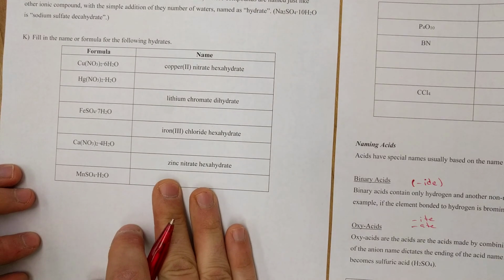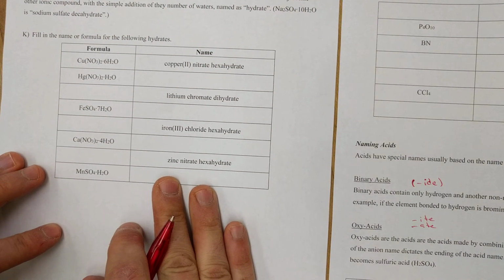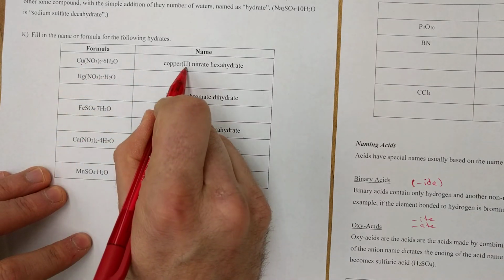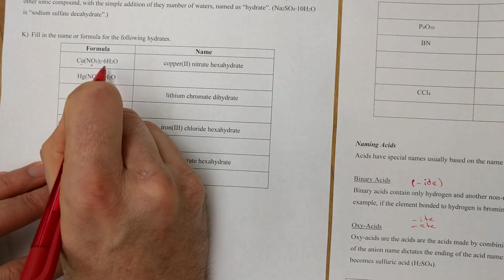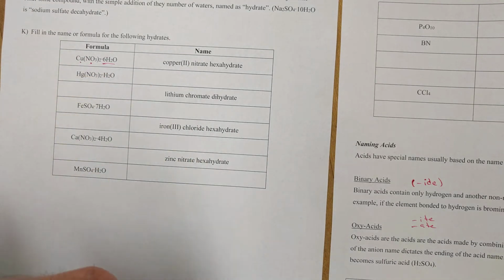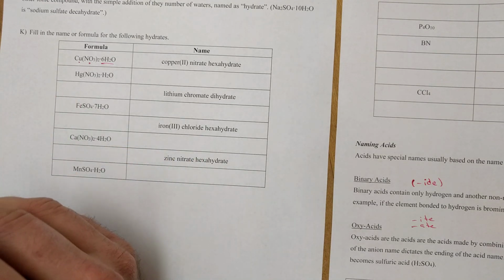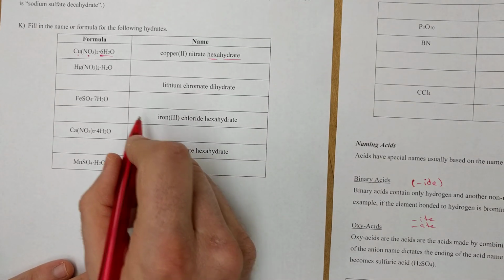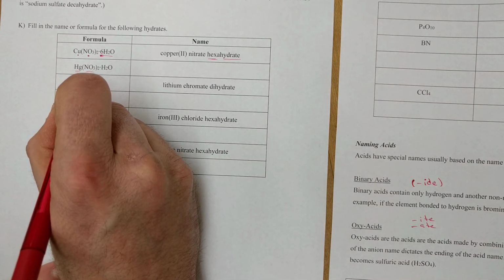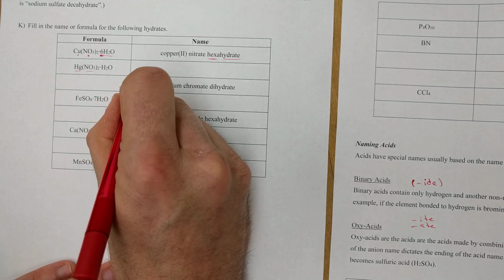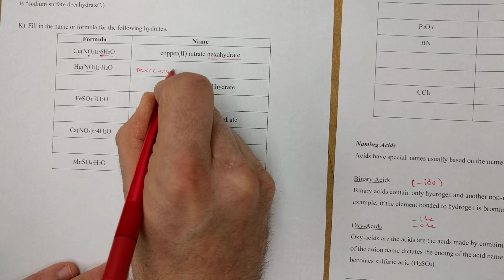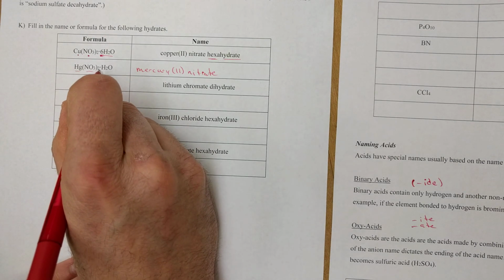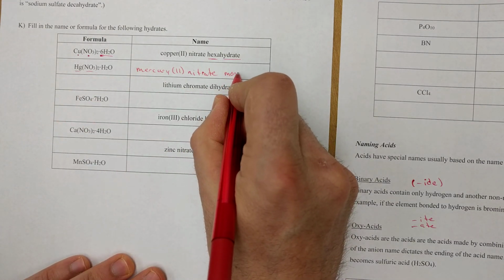And the last page is naming hydrates. Hydrates are when water is absorbed into the crystals. So this is copper 2 plus with nitrate. But there are 6 water molecules that are sort of absorbed into that crystal. Just think of it like a sponge. So we say hexahydrate. So to name these, we have to first name the ionic compound exactly like we otherwise would. So this is going to be mercury 2 nitrate. And then there's just one water attached. So we say monohydrate.